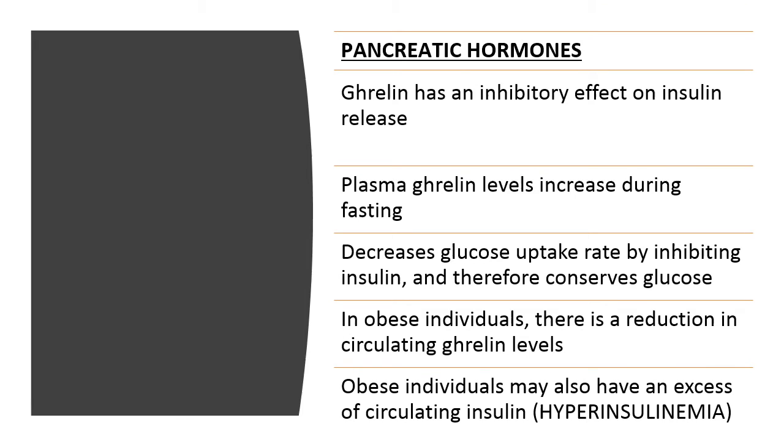Ghrelin also interacts with the hormones secreted by the pancreas, most particularly insulin. Plasma ghrelin levels increase during fasting, and this decreases glucose uptake as it inhibits insulin and therefore promotes glucose sparing for the tissues. In obese individuals, there is a reduction in circulating ghrelin levels, which may explain why they have an excess of circulating insulin, which is often mistaken for diabetes.